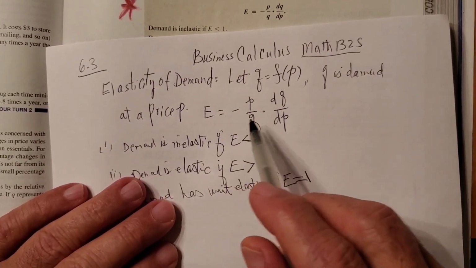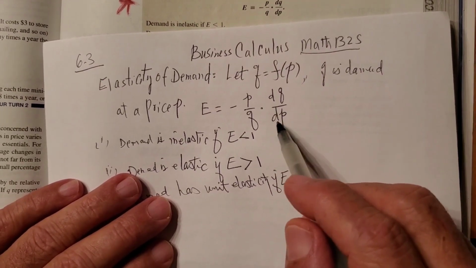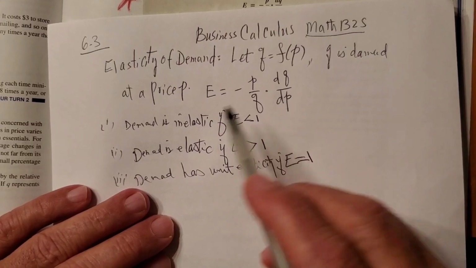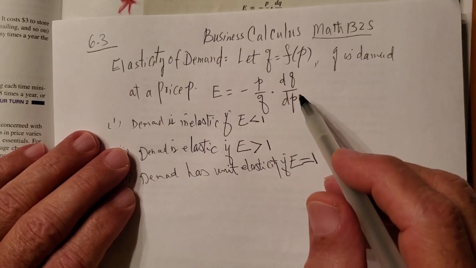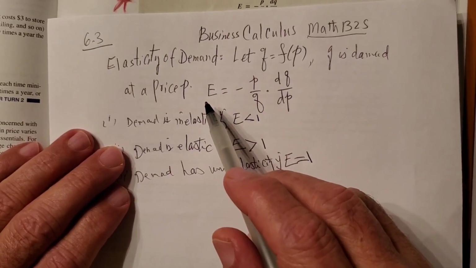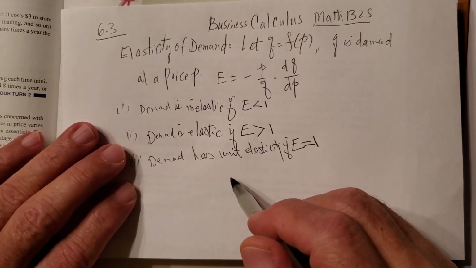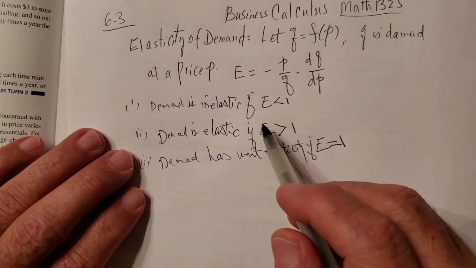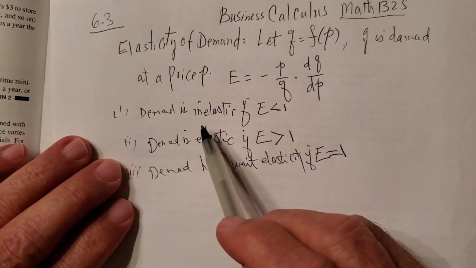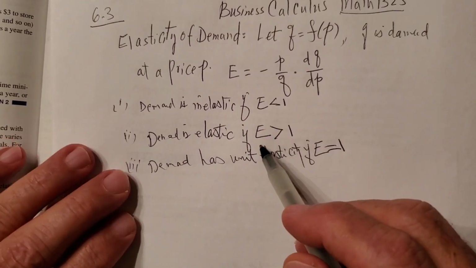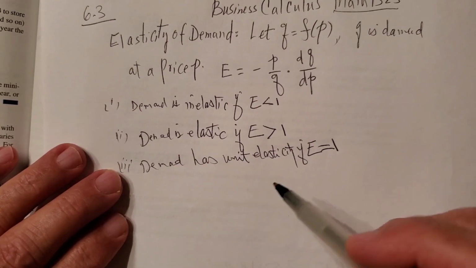Therefore, E equals minus p divided by q times dq over dp can be defined for elasticity. In short, I can write it as a capital E. Capital E stands for elasticity. There are three cases, actually. If E is smaller than 1, then the demand is inelastic. If E is greater than 1, the demand is elastic.